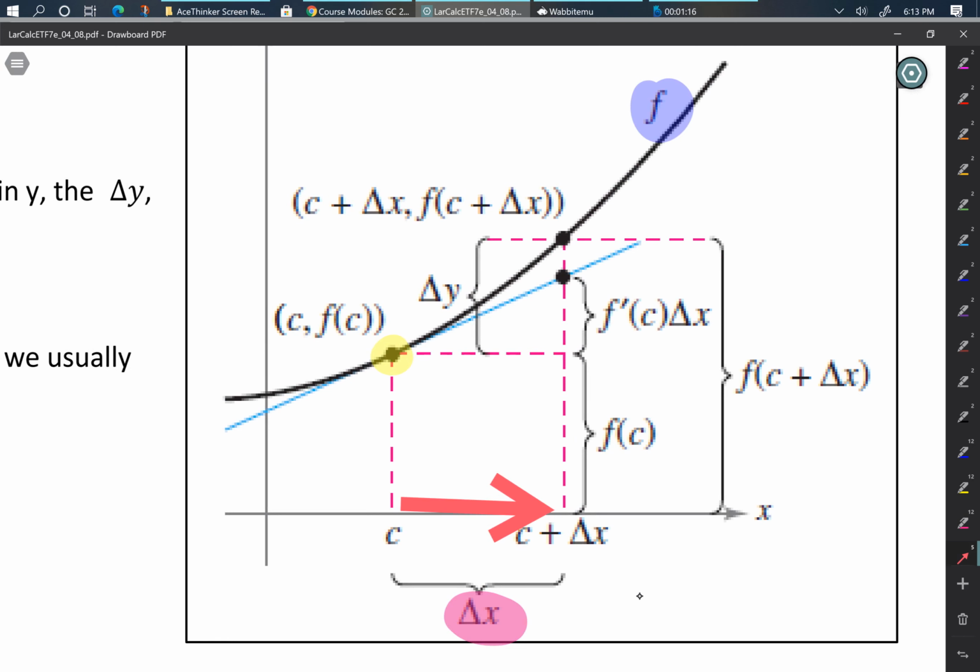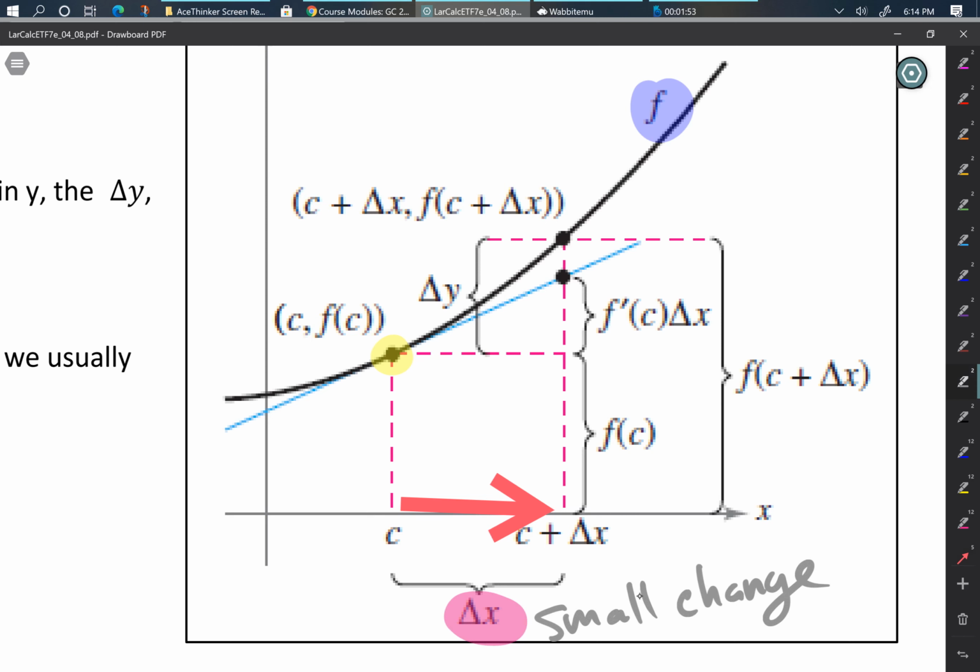It really doesn't matter whether delta x is a positive value or a negative value, but basically what we're going to do here is change C by a little bit. So C would be like 2 and delta x would be 0.1, so it would go from 2 to 2.1. Or C could be 5 and delta x could be 0.06, and then we go from 5 to 5.06. It just needs to be a small change in the x value. So C becomes a little bit bigger or a little bit smaller.